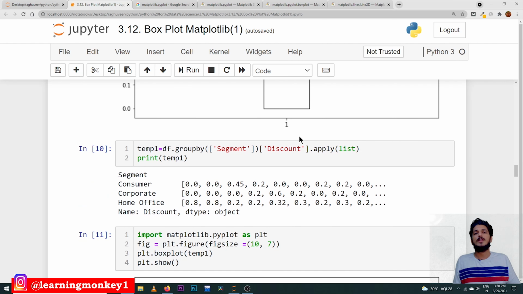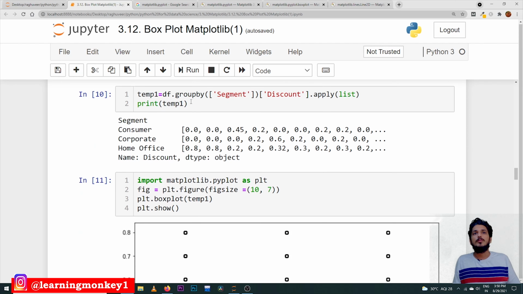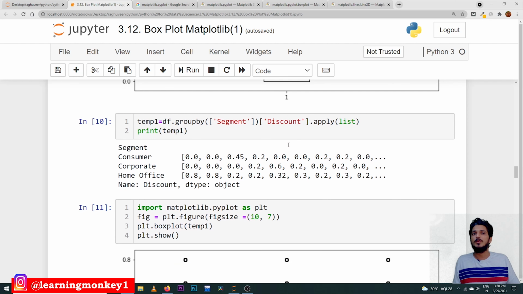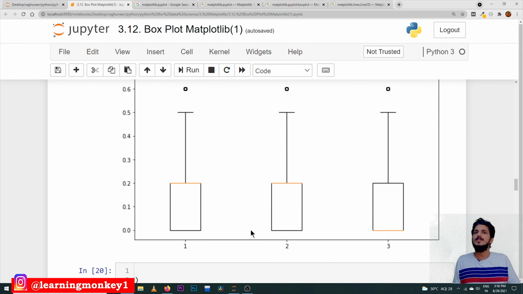Okay, now this is the box plot from our data set. Now we are considering a group by on segment. Whatever the segment values are there, consumer, corporate, home office, these are the values that are present in the segment. In that segment we are taking the discount dot apply of list. We take the list of values into consideration. We are taking three different categories, consumer, corporate and home office. On this we are constructing the box plots. How many box plots will we get? 3 box plots will be considered.